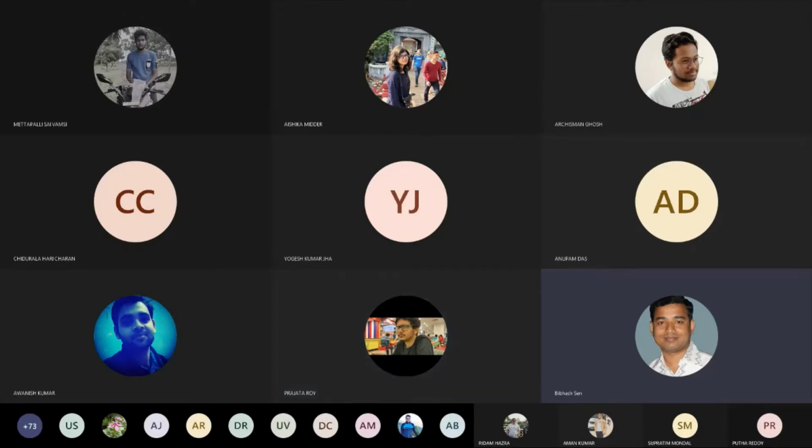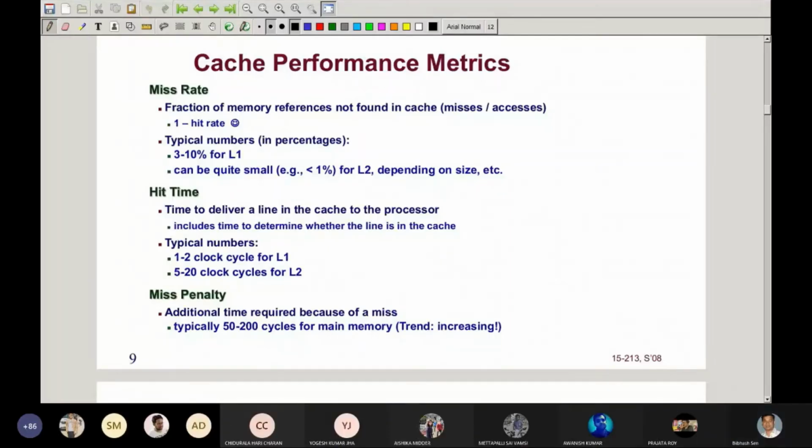Okay, is this slide visible to you? Cache performance matrix is visible. No, sir, not yet. Okay, sharing the screen. Yes, sir, just 1 minute. Now it's visible. Yes, okay, so it's visible, and then we can start it again.